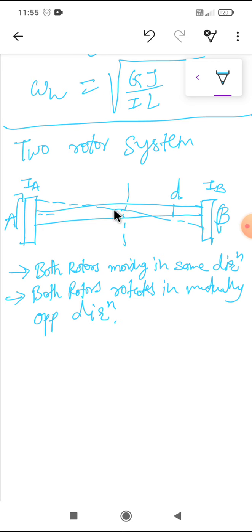That is an important node. We will see in the three rotor system also that similar nodes we can achieve. Suppose the distance from the node to the left rotor is LA, and to the right rotor is LB. We are not saying here till now that LA is equal to LB. If the node is at the center, that is IA is equal to IB, then only LA will be equal to LB, and this can come at the center.